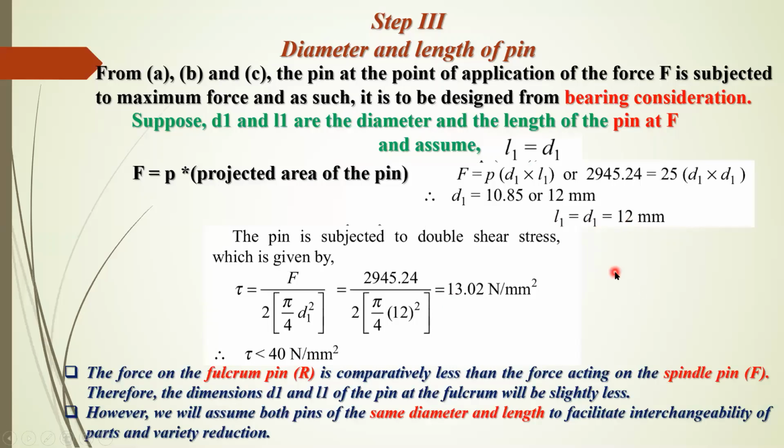As there are two pins, as we discussed, one pin at the force F and the second at the fulcrum. The force on the fulcrum is comparatively less, as we calculated in step number 2. The force acting on the spindle pin is greater, therefore the dimensions D1 and L1 of the pin at the fulcrum will be slightly less. But we are considering the same diameter and length for both pins to facilitate interchangeability of parts and to reduce the variety. So both pins are selected as L1 equal to D1 equal to 12 mm.